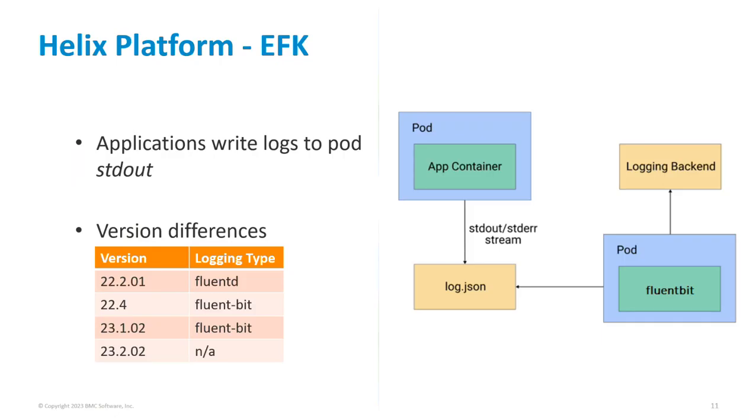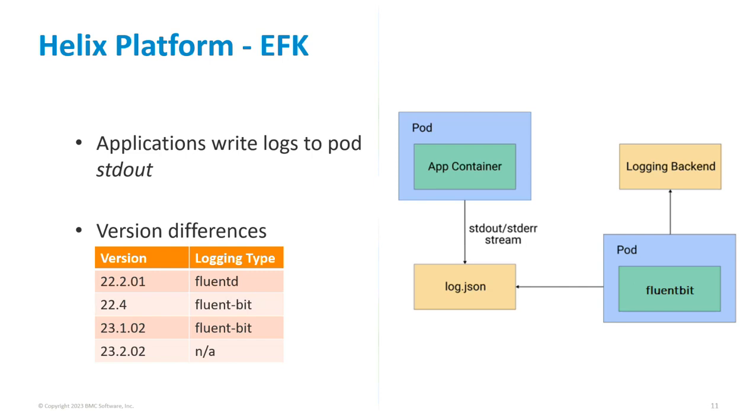This is just a brief summary of the differences that we have across the different versions of the Helix platform. The Helix platform components have generally been written from the ground up as proper containerized Kubernetes applications. So they don't use local log files. They write their output to stdout, and Fluent-bit or any other log collector can then consume those logs and send them off to some type of logging backend.